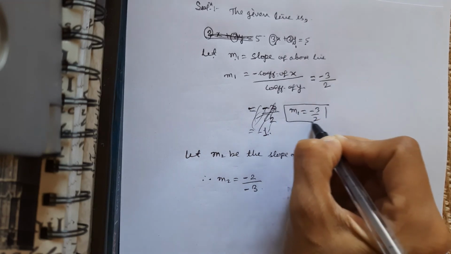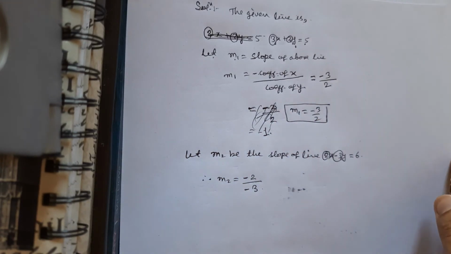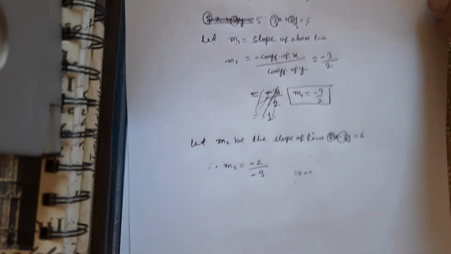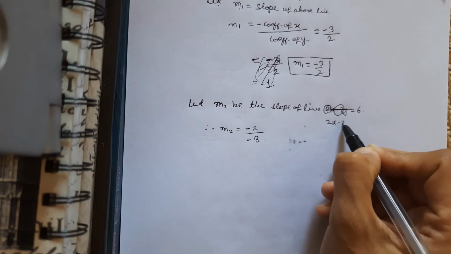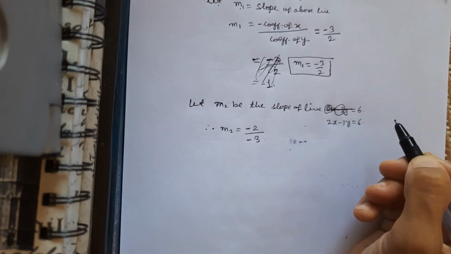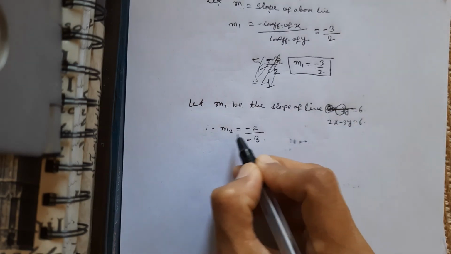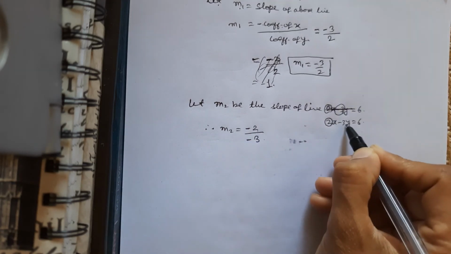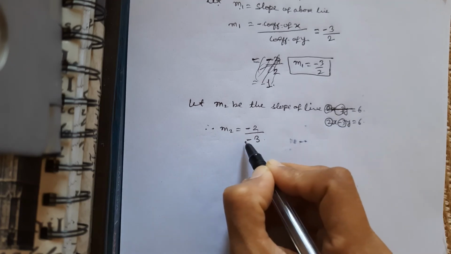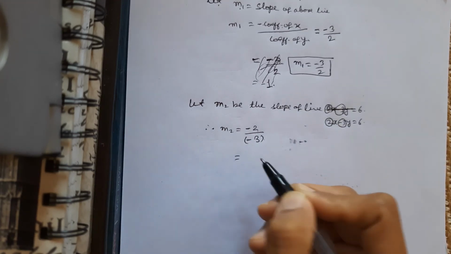This is my m1. Now for m2, let m2 be the slope of the second line, which is given as 2x - 3y = 6. So m2 equals minus coefficient of x, which is 2, upon coefficient of y, which is -3.